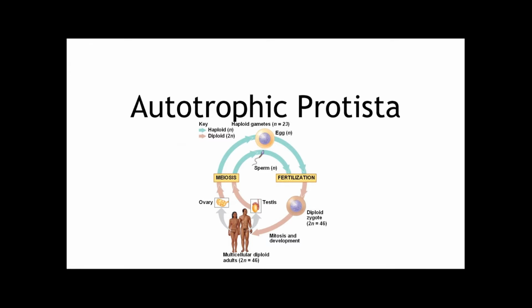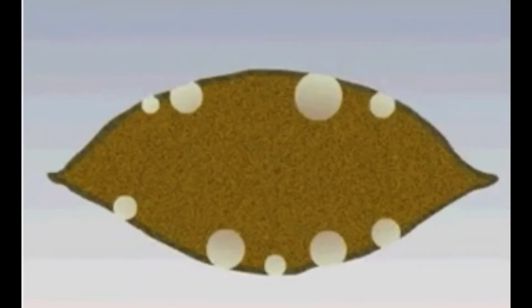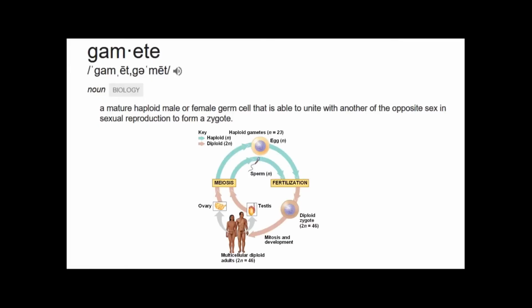Those are the only conditions that we humans are haploid. Well, that's not the case with all protists, and they have some interesting life cycles and life history cycles that show the kind of diversity in nature in regards to the number of chromosomes an organism can have. So remember what a gamete is. A gamete is a mature haploid male or female germ cell that is able to unite with another of the opposite sex in sexual reproduction to form a zygote.